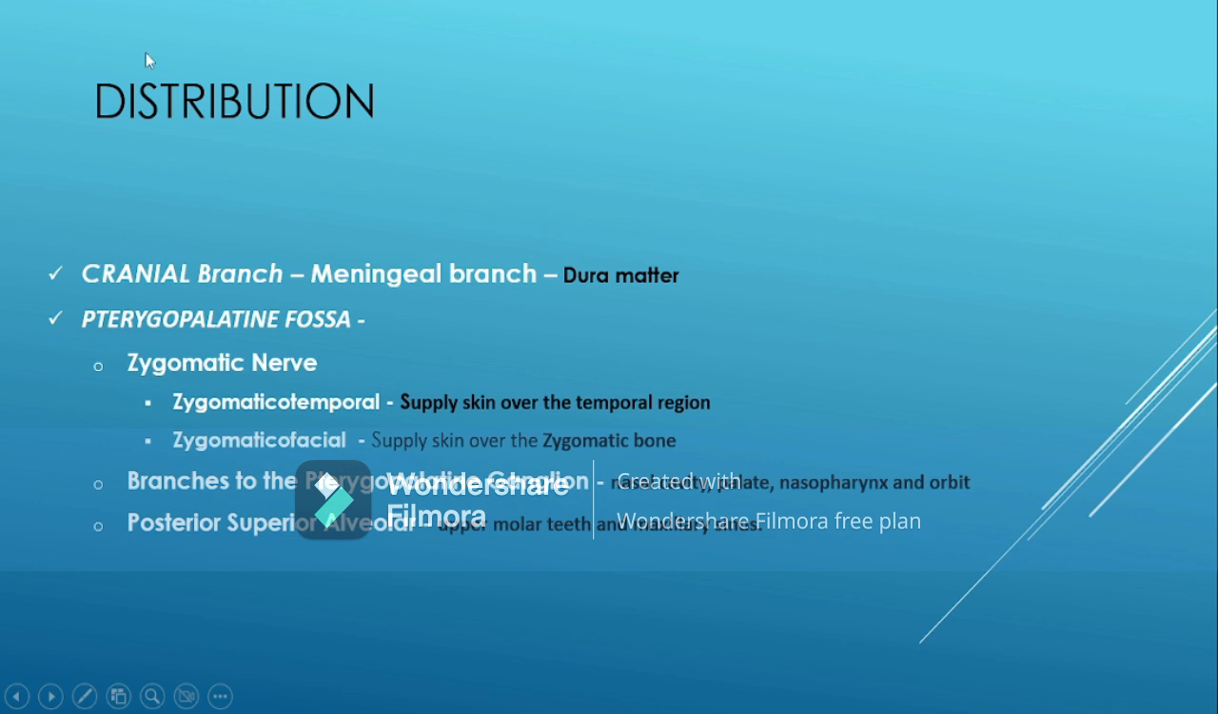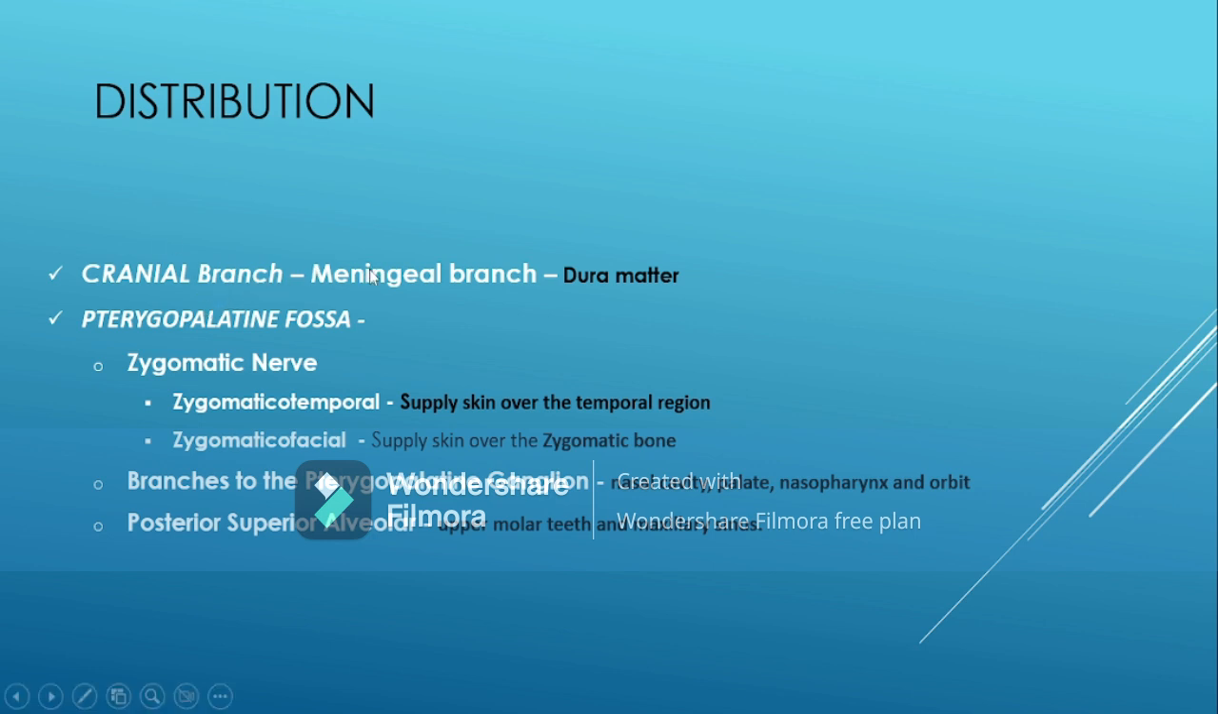Now let's see the distribution, that is where this nerve supplies. The basic funda over here is that the name only gives where it supplies, or the other way around, it supplies the adjacent structures only.